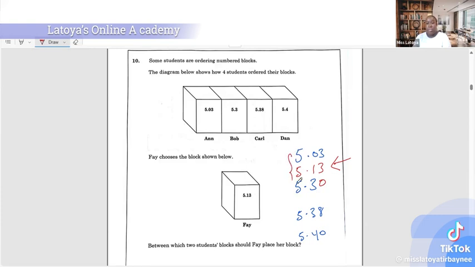And where is this? This is between Anne and Bob. So where should she place her block? It should be between Anne and Bob.